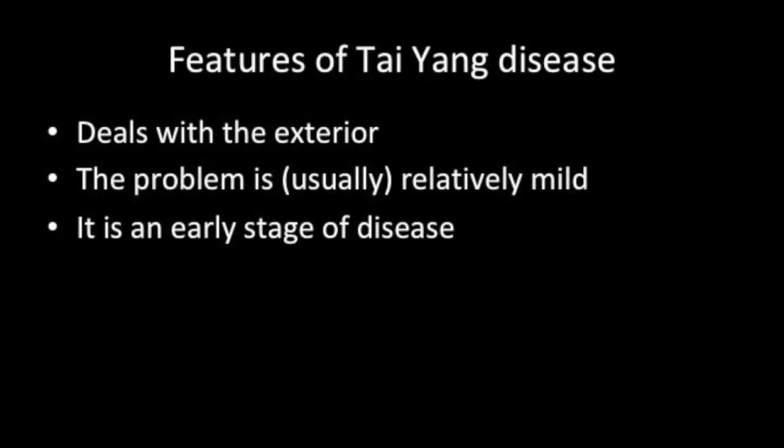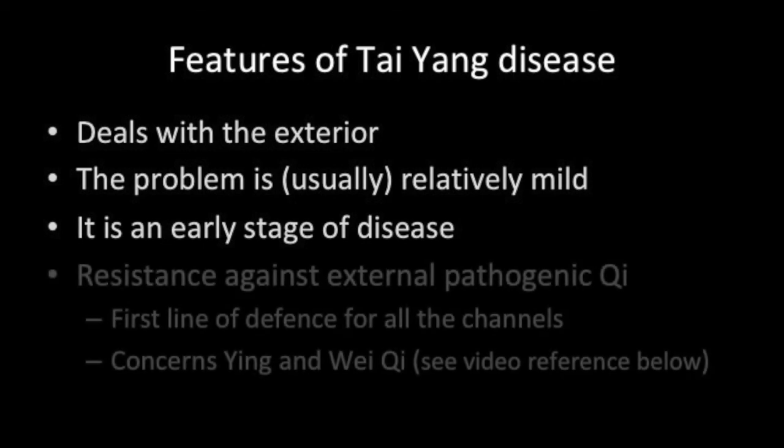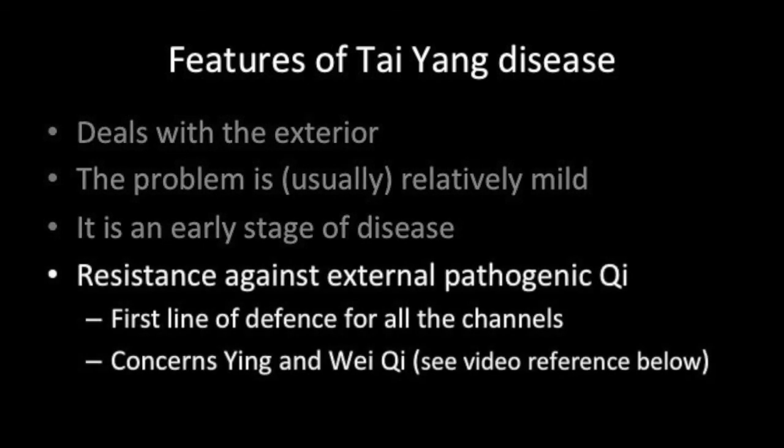In summary, these are some general features of Tai Yang disease that I will expand on in future videos. Tai Yang disease deals with the exterior. The problem is usually relatively mild. It is an early stage of disease. There is resistance against external pathogenic qi, and the Tai Yang channel offers the first line of defense for all the channels. As we will see later, Tai Yang disease concerns Ying and Wei qi.